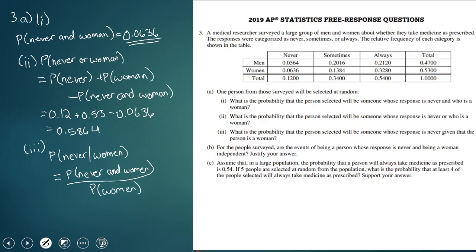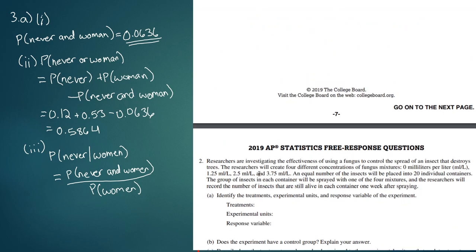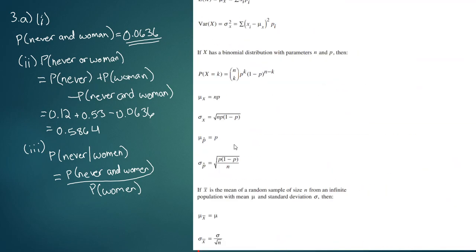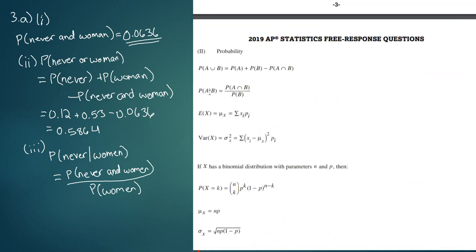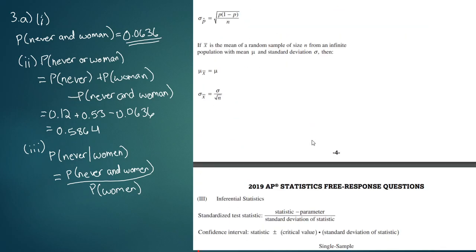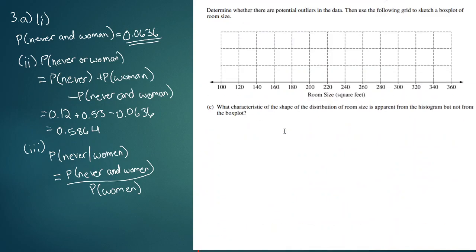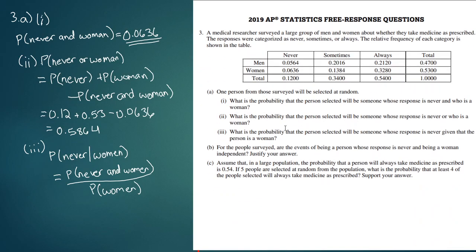of woman. So once again, I'll scroll up just so that you guys can see. This is given in the formula sheet. The probability of A given B is the probability of A and B divided by the probability of B. So we can use that information, the probability of never and woman, we calculated as 0.0636. The probability of woman is 0.53, and our final answer is 0.12. So here's some quick probability calculation questions.